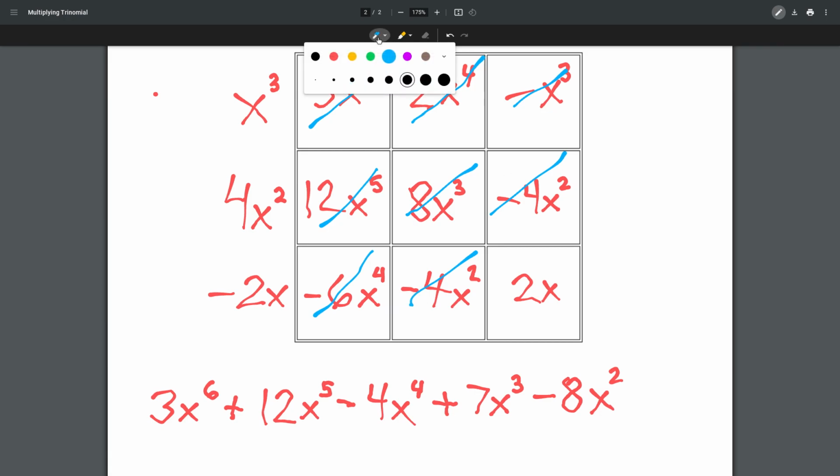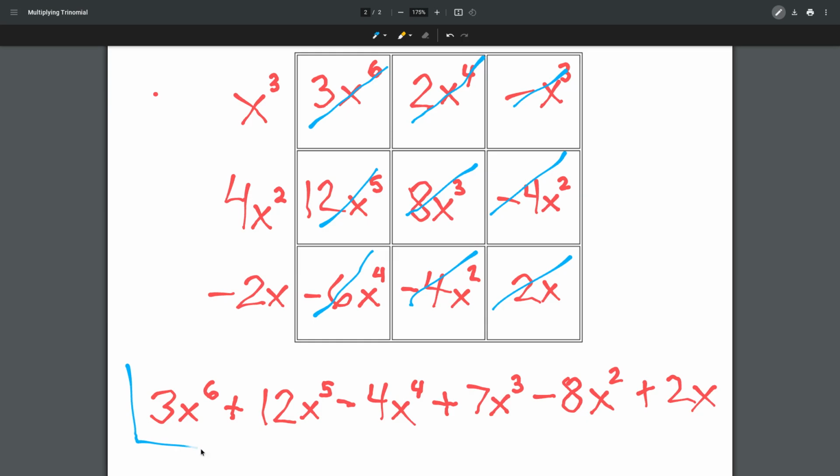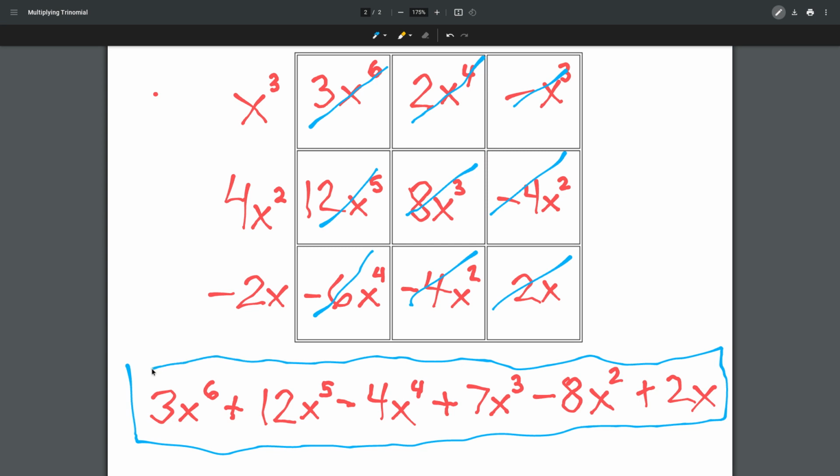And then finally we have a 2x to finish it up, so plus 2x. And we'll cross that out. Okay, we've crossed everything out, so we know that this here is our solution. So we got 3x to the 6th plus 12x to the 5th minus 4x to the 4th plus 7x cubed minus 8x squared plus 2x.